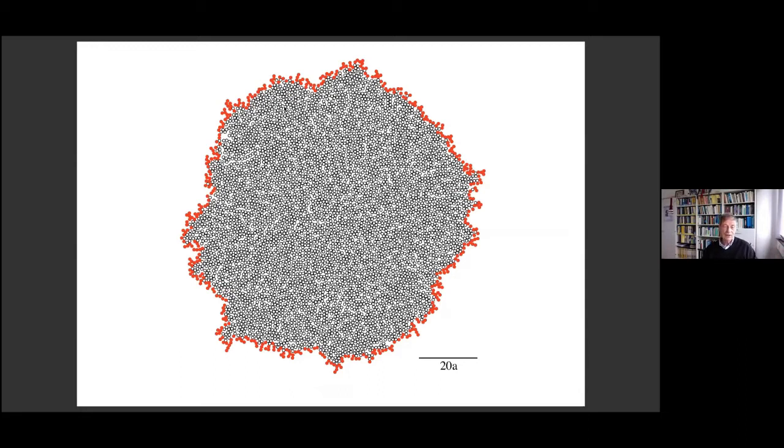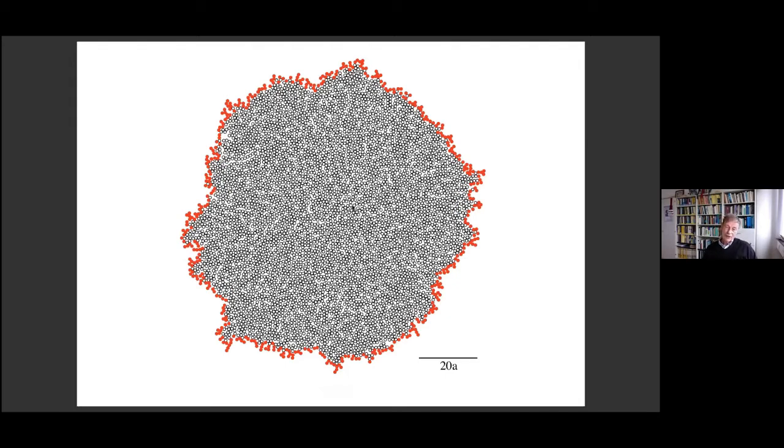The computer has a lot of time, and will just keep adding and adding. And if you wait until, say, 10,000 spheres have been attached, then you will get such a picture. So you see that there's a rather uniform density bulk, but then there's a random surface, and it's this random surface which is described by the KPZ equation.